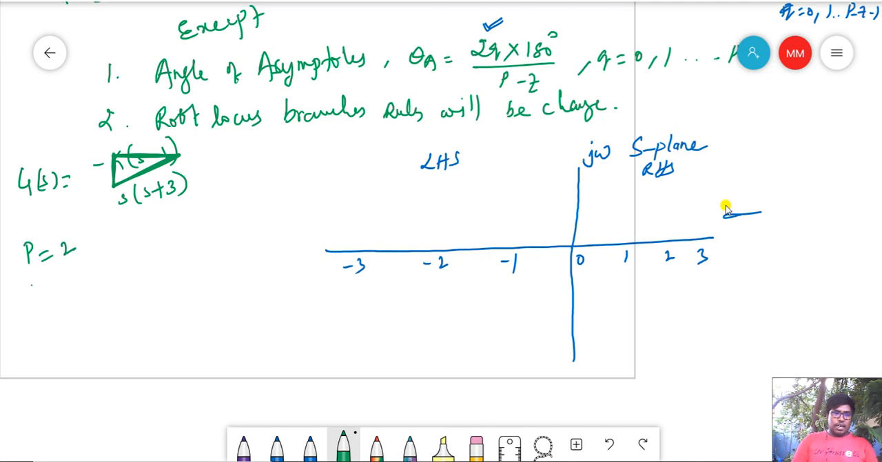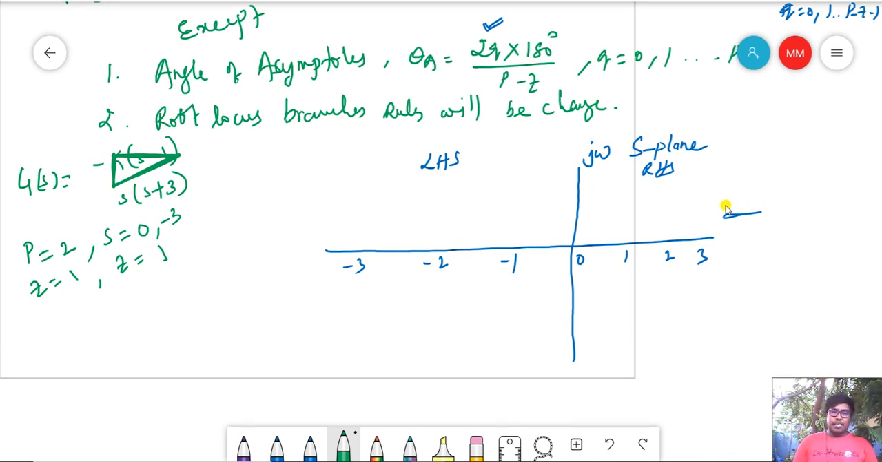There are 2 poles, and zeros is equal to only 1. What are they? S is equal to 0 and S is equal to minus 3 are poles, and Z is equal to plus 1 is the zero here. Okay, so let us see.